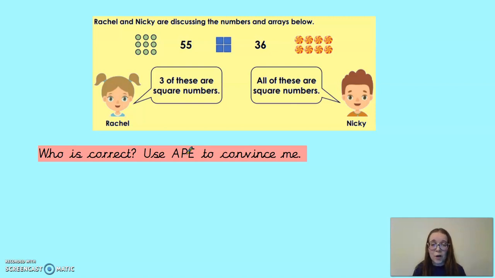You've got to work it out, tell me, and use APE to convince me of what you think is the correct answer. Okay, pause me again here. Have a go at that. Make sure you are using your maths reasoning sentences to help you out.